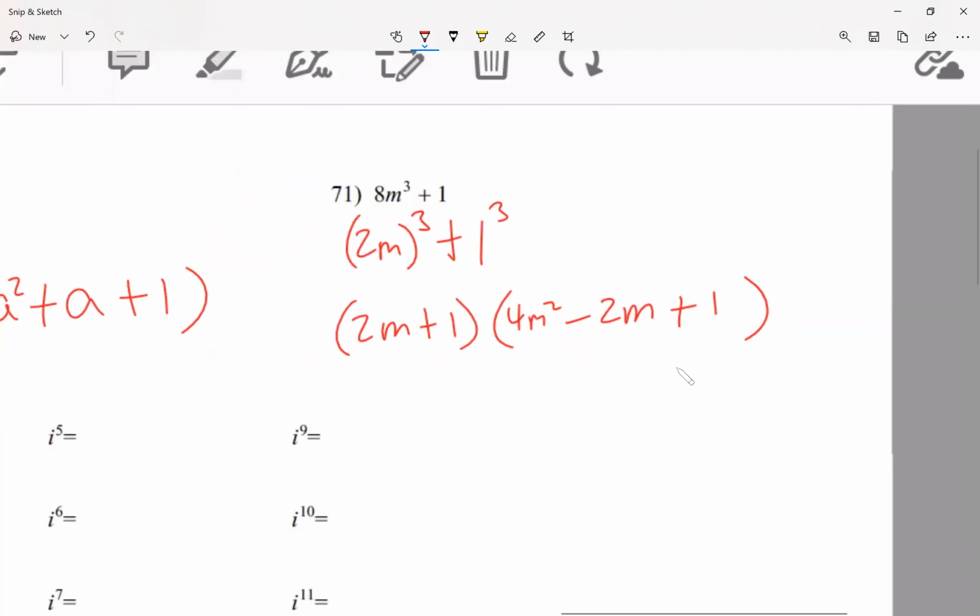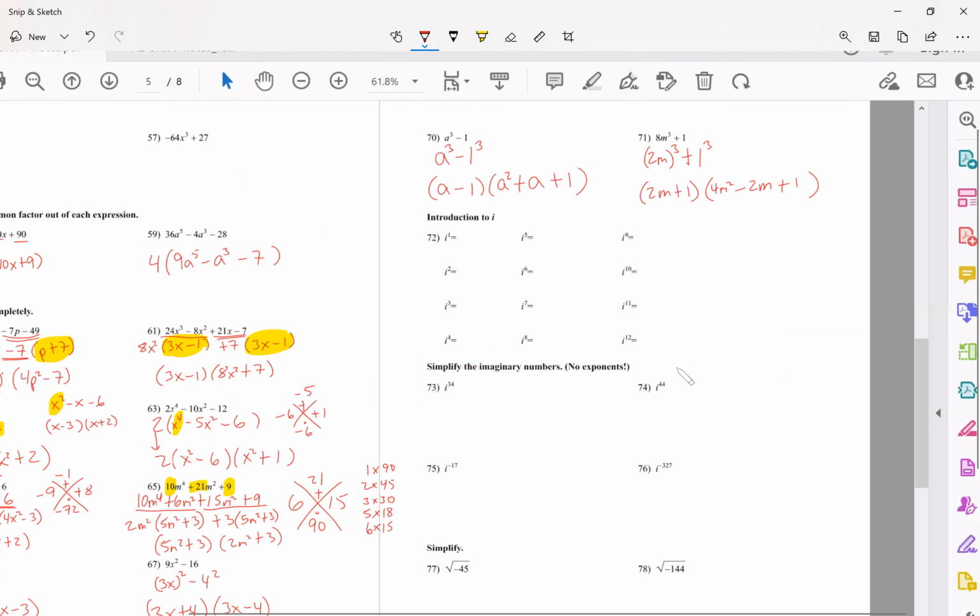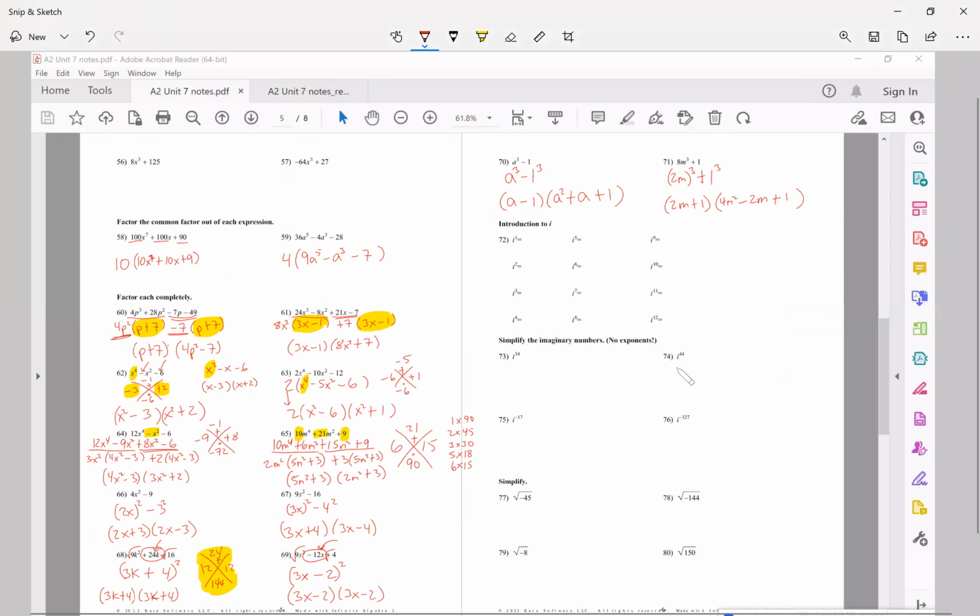Beautiful. Now let me zoom out. That's what we did.